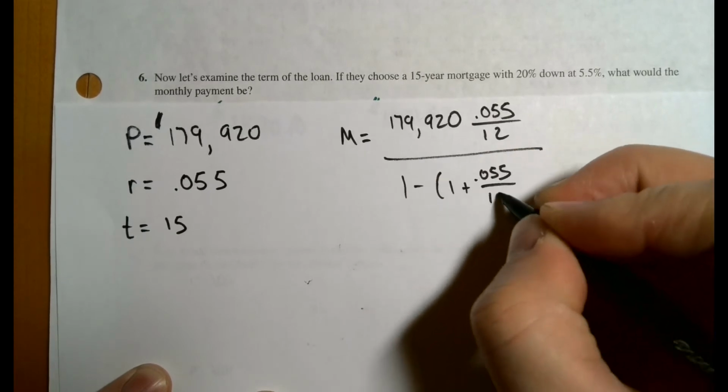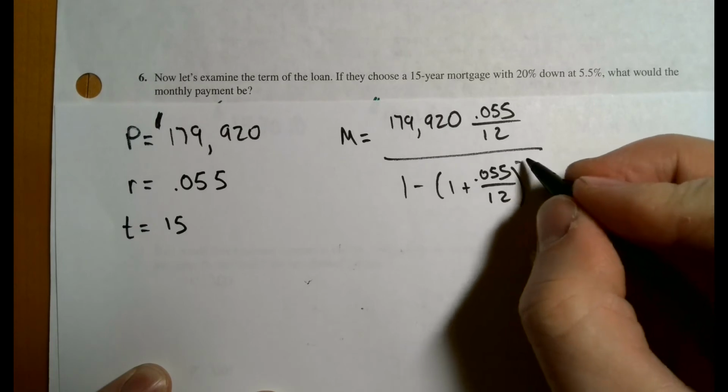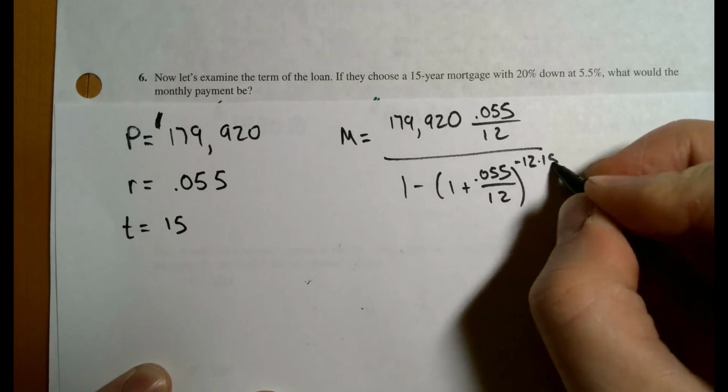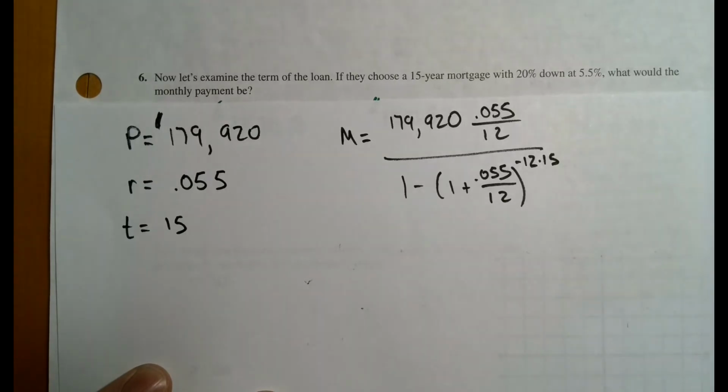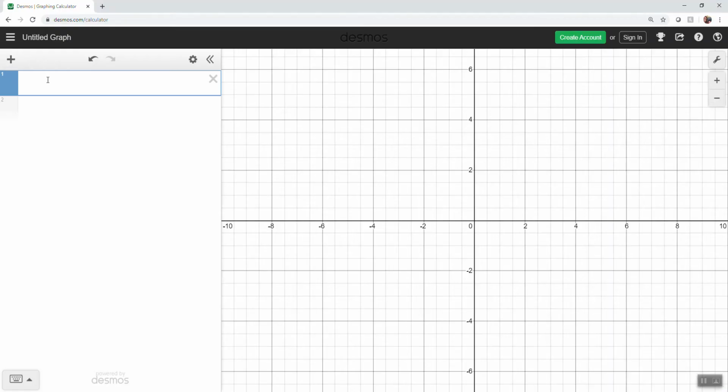And then, of course, we'll calculate what's going on here. Now, notice we're going to do negative 12 times 15. So this is the only thing that's changing in our formula from last time. So let's jump into Desmos and type this whole thing in.